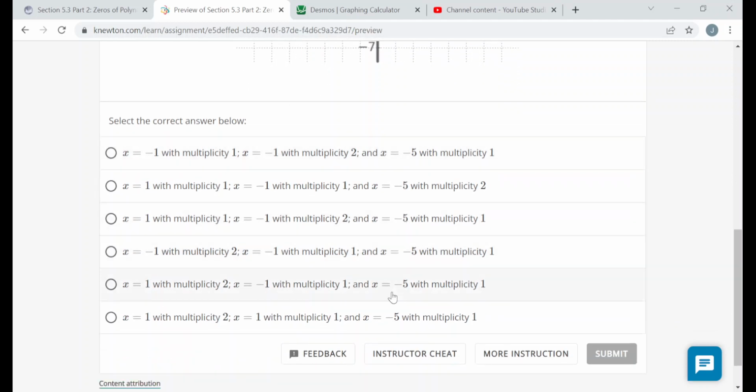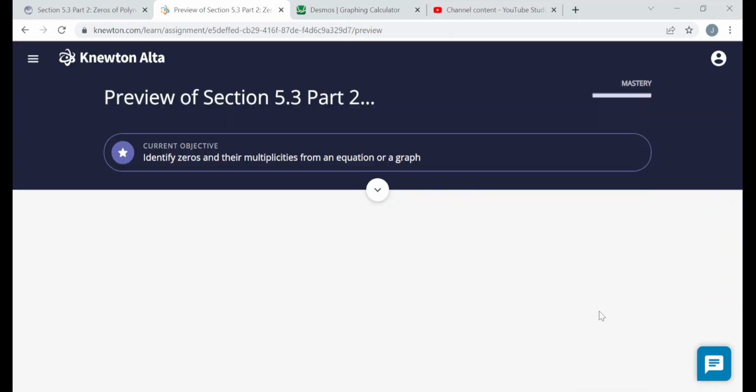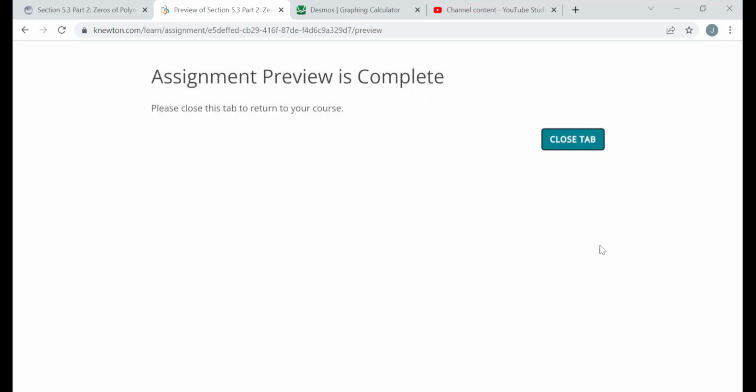Let's kind of see which one matches. 1 with a multiplicity of 2. Nope. 1 with a multiplicity of 2. Negative 1 with a multiplicity of 1. Negative 5 with a multiplicity of 1. That's what I said earlier. Great. All right, and that should be it for this preview version of this assignment.